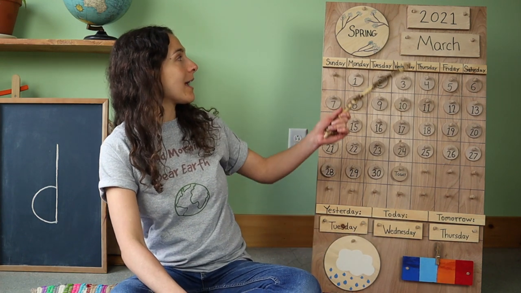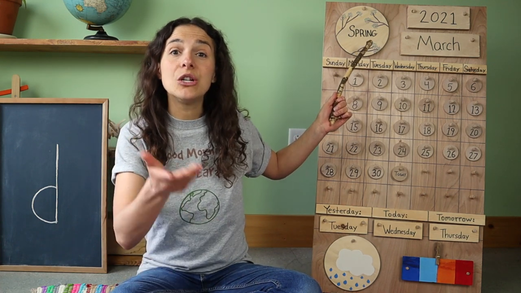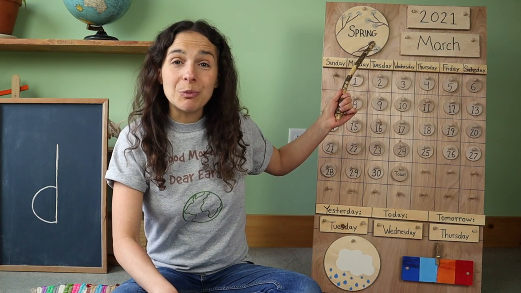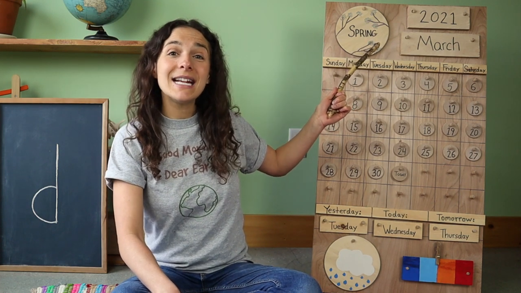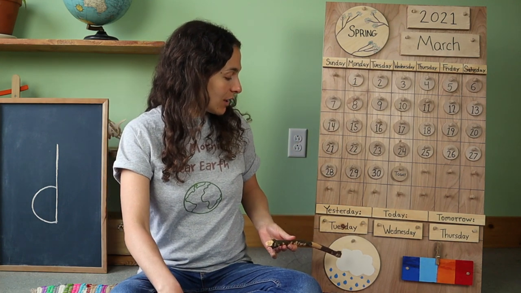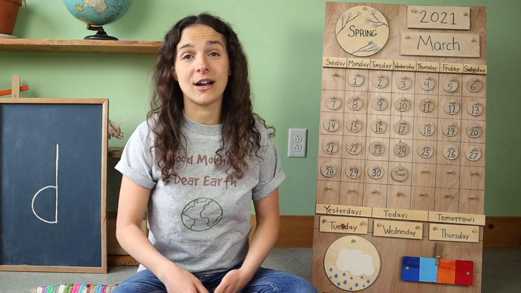Now let's travel back up to the top of the chart. Right up here we have the season. Do you know what the season is? Spring. That's right. It's springtime. And now let's travel back down to the bottom of the chart. This means that it's time to sing the weather song together.